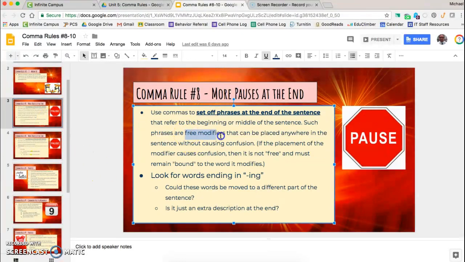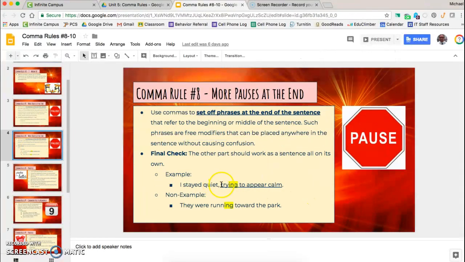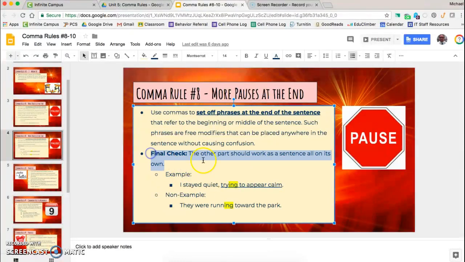When they talk about free modifiers here, that means that they're free to move to an earlier or a different part of the sentence. So every time you find your ing verb for this rule, you're going to find the phrase that goes with it, and then see if you can flip it around so that it comes at the beginning of the sentence, and see if it still makes sense. The other way to think about this is whether or not what you have is just an extra detail about the sentence. I stayed quiet makes sense all on its own, and then we just have trying to appear calm as an extra detail. Down here, if we tried to take this out, they were is not a sentence all on its own, and running toward the park is actually the main action going on in the sentence. So it's very different from the example up here. Up here you'll notice I have this final check that the other part of the sentence, like I stayed quiet, should work as a sentence on its own. So you can always double check your work that way as well.